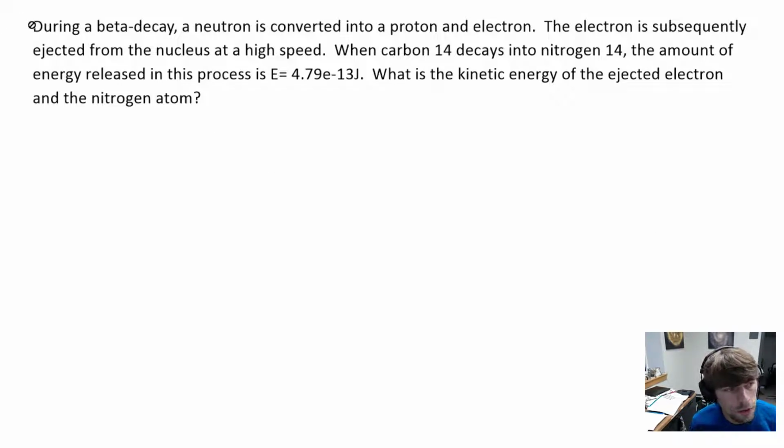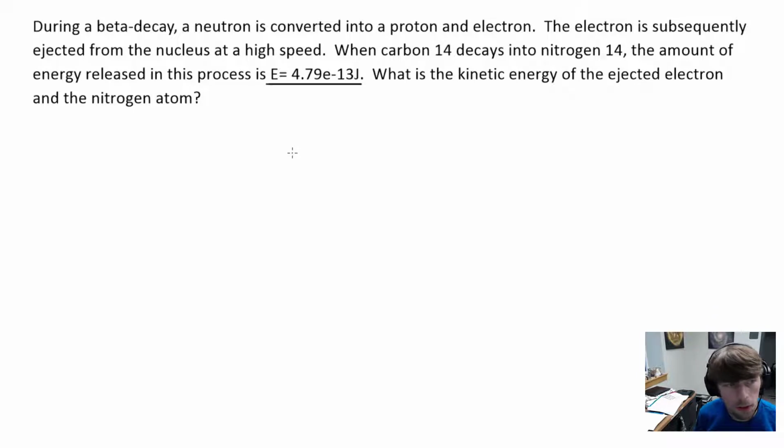So anyway, first up, I thought let's revisit the beta decay, and I gave you a couple extra numbers here, which I think will help out a little bit. During the beta decay, a neutron is converted into a proton and electron. The electron is subsequently ejected from the nucleus at high speed. When a carbon-14 decays into nitrogen-14, the amount of energy released in this process is, and here's something that differs from class, I actually went through and calculated out the energy that should be released. So here's the energy that would be released. What is the kinetic energy of the ejected electron and the nitrogen atom?